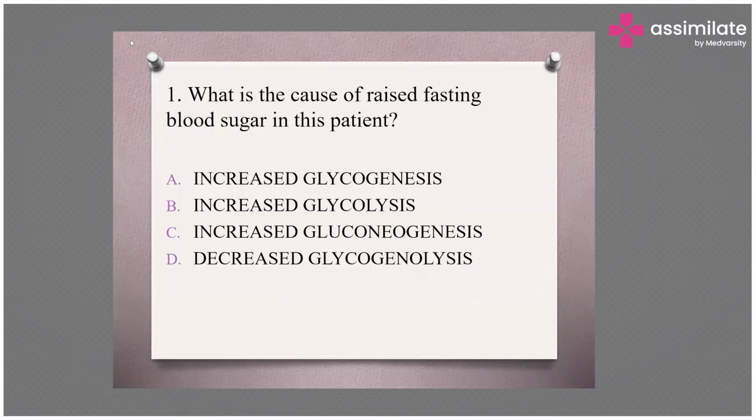So Dr. Himanshi has written B. Increased glycolysis. Okay. It's okay if you are typing a wrong answer. It's absolutely fine. Whatever concepts you have related to carbohydrate metabolism. Dr. Rahul and Dr. Gaurav have written option C, increased gluconeogenesis.